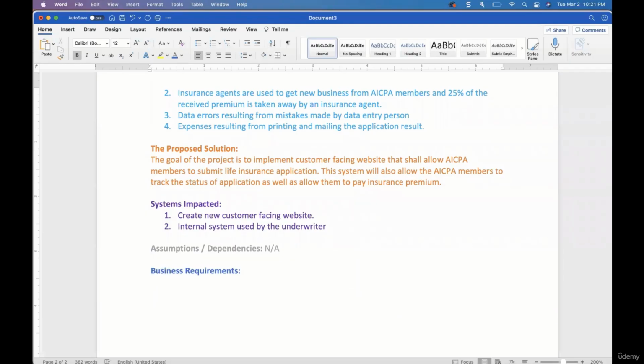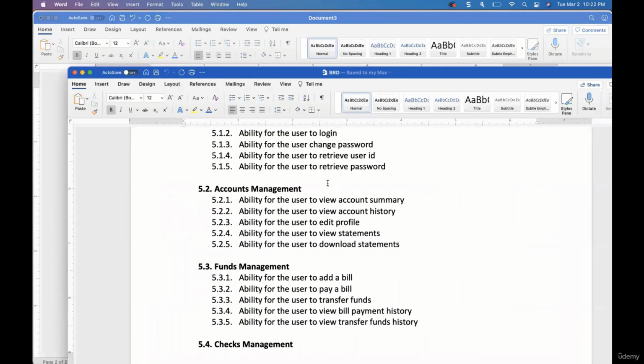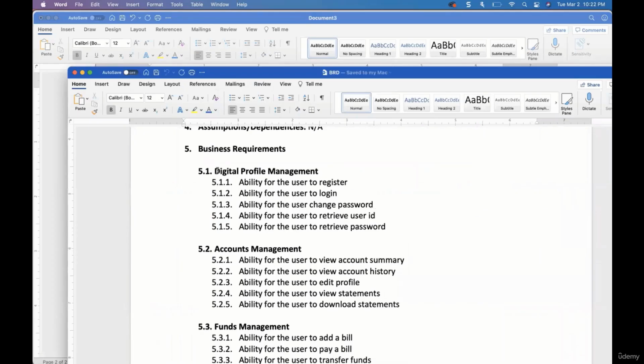All right, and then the business requirements. So again, every time we write business requirements, we'll write different modules, and I'm going to copy what we had from previously, a part of the business requirements, which is related to accounts management. So this digital profile management remains exactly the same.